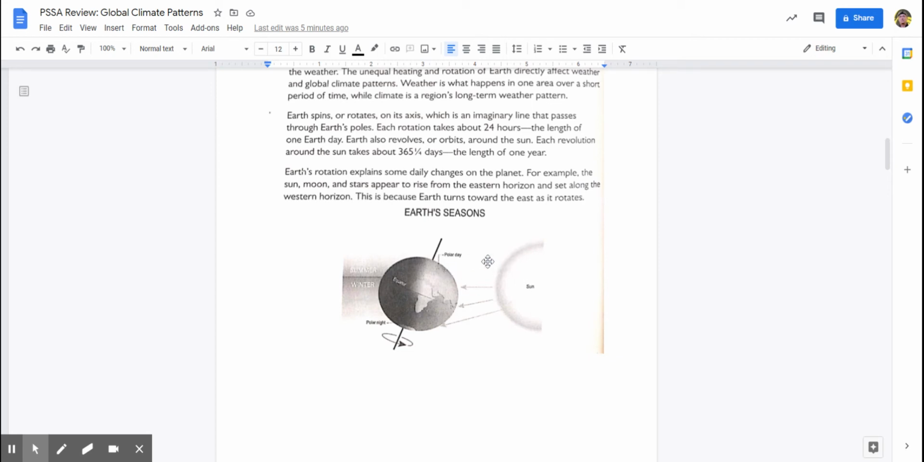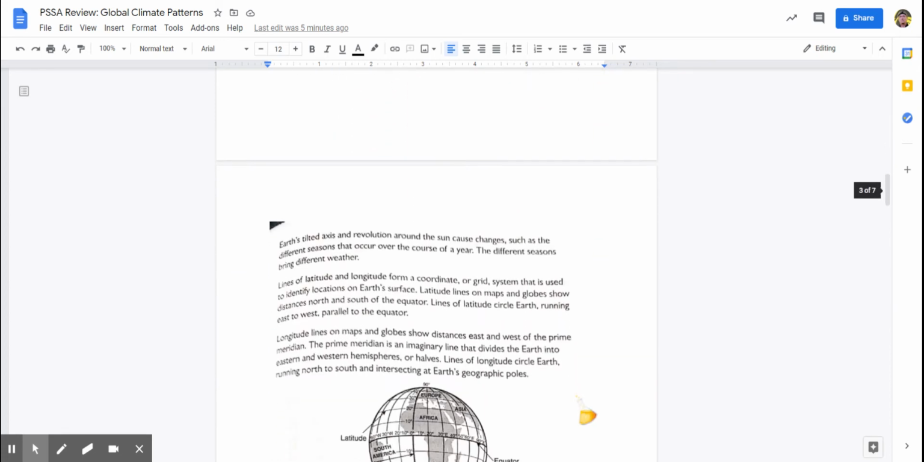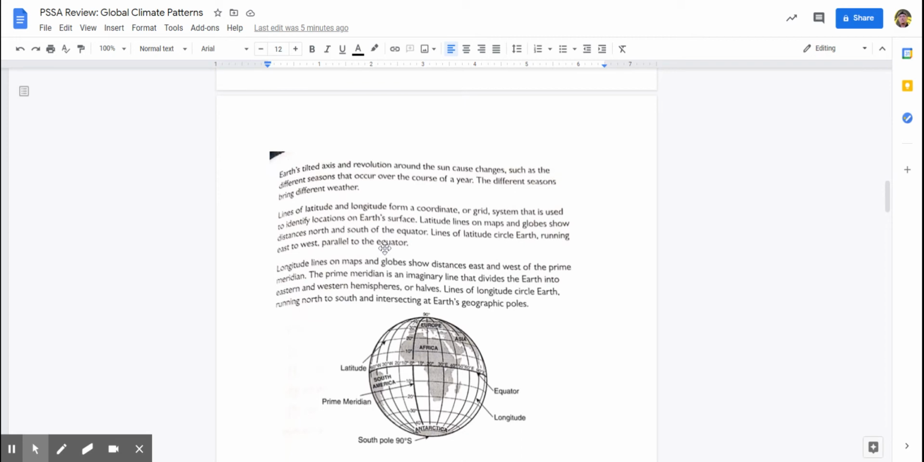Here's the sun, and you can see that the northern hemisphere is getting direct sunlight. So that's why it's summer, because it's getting more direct sunlight, whereas the southern hemisphere right now isn't getting direct sunlight. That's why it's winter there. Earth's tilted axis and revolution around the sun cause changes, such as the different seasons that occur over the course of a year. The different seasons bring different weather.